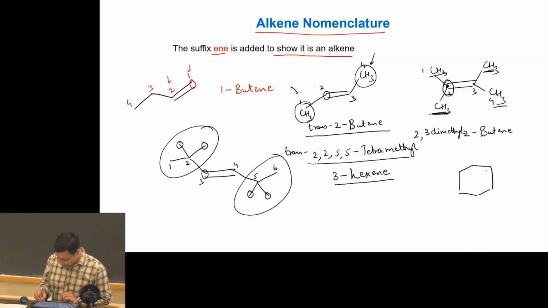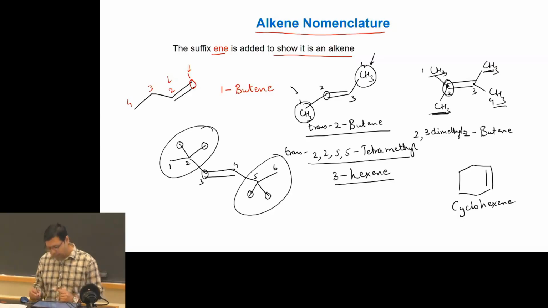Let's say you need to name this molecule. As you can see, it's a 6-carbon ring. A 6-carbon ring without the double bond is cyclohexane. This has the double bond, so this is cyclohexene. And you don't need to mention the position of the double bond in the name, because wherever you're starting the double bond, that is understood to be carbon 1. All right. So you don't need to write the position of the double bond, you just call it cyclohexene.